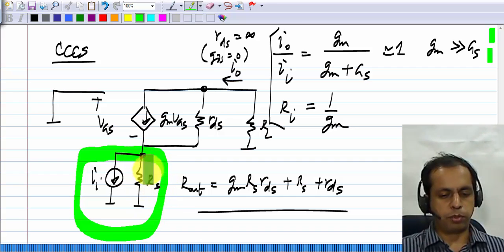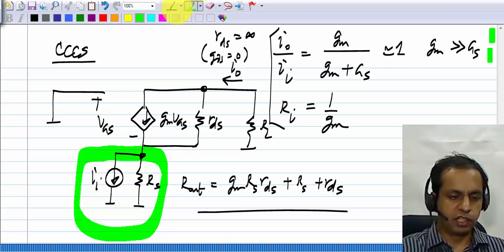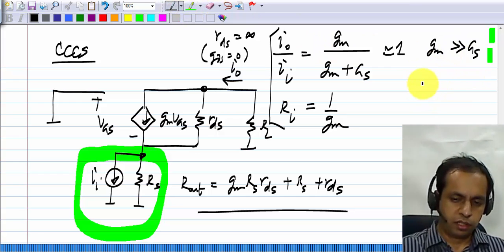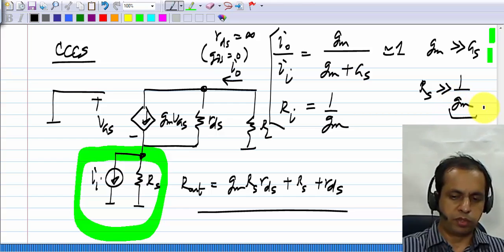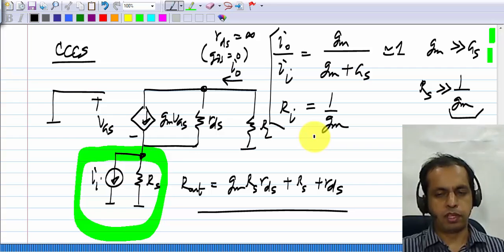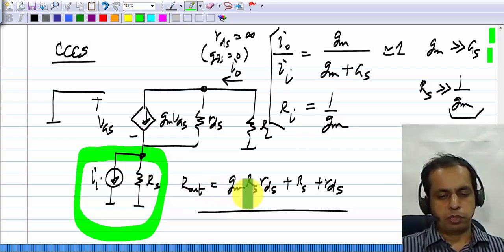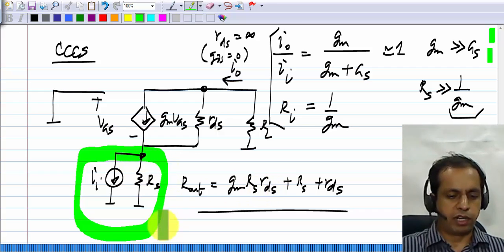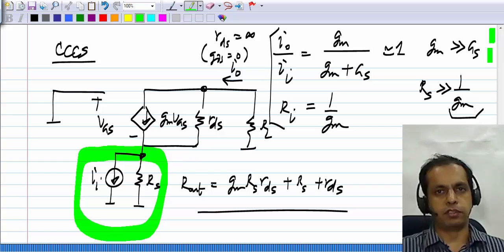It should be small compared to RS, and it will be the case because gm has to be much greater than gs, and if you rewrite it, RS will be much greater than 1 by gm. Okay, the input resistance of the current controlled current source will be much smaller than RS. That has to be the case. And then R out will be much more than RS. So it takes a bad current source and gives you a much better current source. That's the role of a current buffer. Okay.